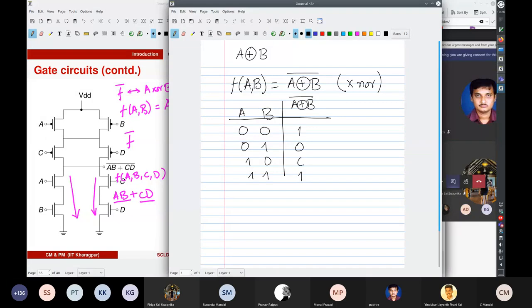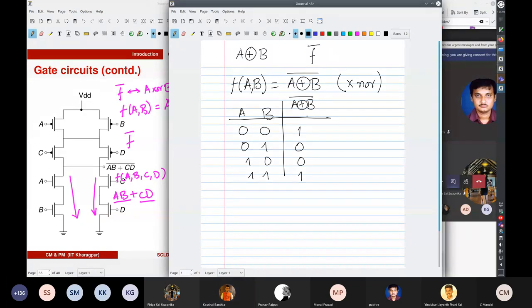Alright. So what do we want when it is true? What do we want? Can someone tell me? Hello? What do we want when XNOR is true? We want VDD to be connected to the output. No, wrong. We want a conducting path to the ground, right? Because we are going to realize F bar.